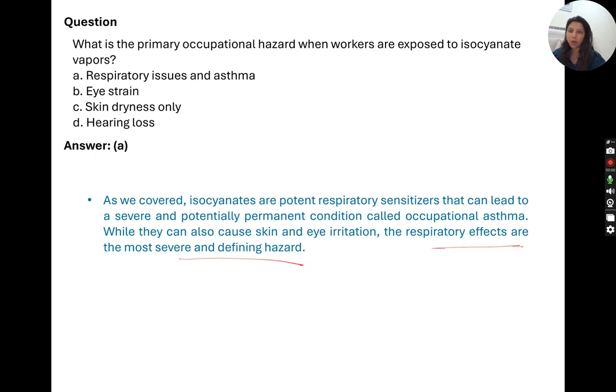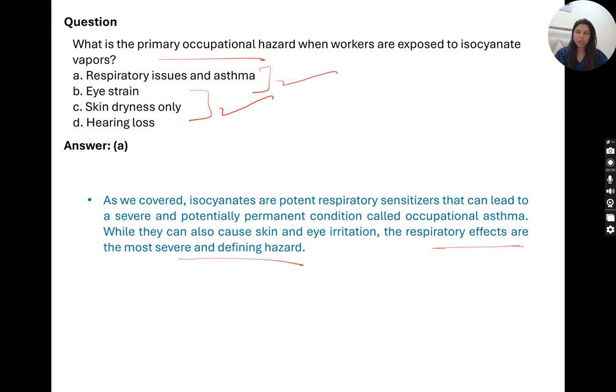So yeah, if you look at the options, this is eye strain and skin dryness. Yeah, they are also correct, but they are asking the primary occupational. So this is the primary occupational. If your options contain problems like eye strain, skin dryness, that is also a correct option. We cannot exactly deny that they are wrong, but the primary exposure or the primary concern is the respiratory issues or disease like asthma.